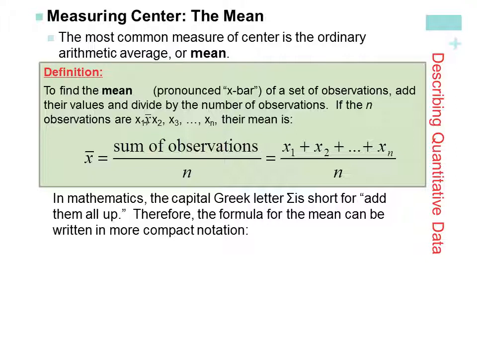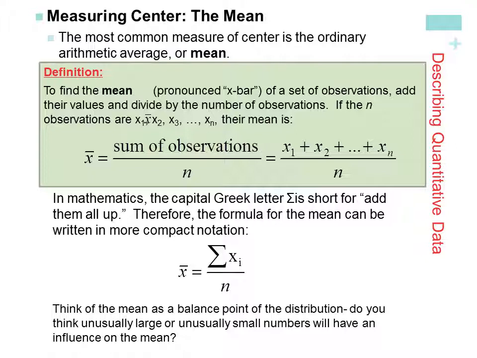So you're adding up all the observations. Little n is dividing by the number of observations that you have. x1 is just your first observation, x2 is your second observation, all the way up to the total number of observations that you have. In math, we like to shorten stuff, so we use the Greek letter sigma, which is short for add them all up. So the formula for the mean is written like this: x bar, which is your mean, is equal to sigma x sub i over n. That just means add up all of your observations, observation 1, 2, 3, 4, 5, and divide by the number of observations that you have.